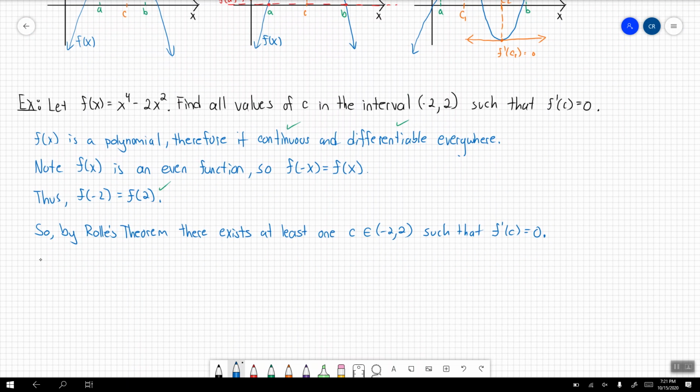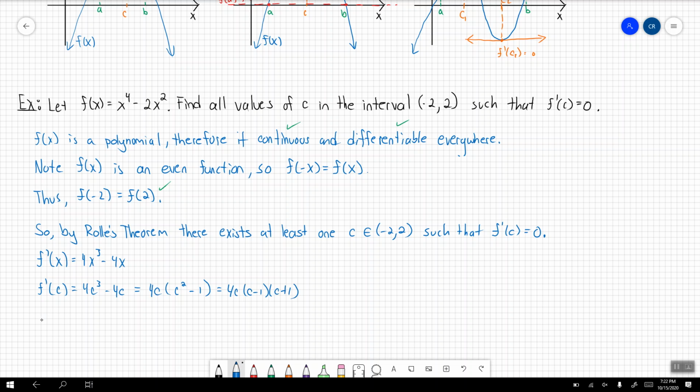We're going to need to take the derivative. So let's take that derivative, f prime of x. This is going to be 4x cubed minus 4x. Insert the c value. We now get 4c cubed minus 4c. We can factor out a 4c, and we're going to be left with c squared minus 1. And this factors. Therefore, we're left with 4c times c minus 1 times c plus 1.